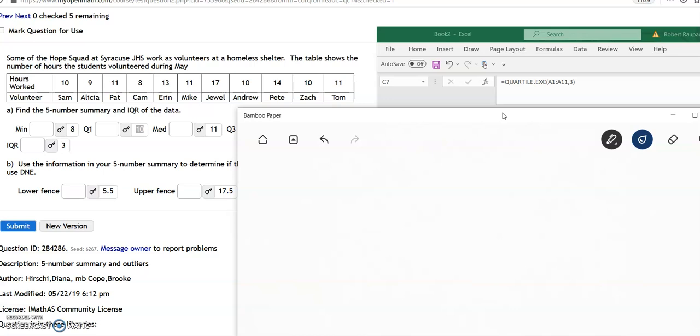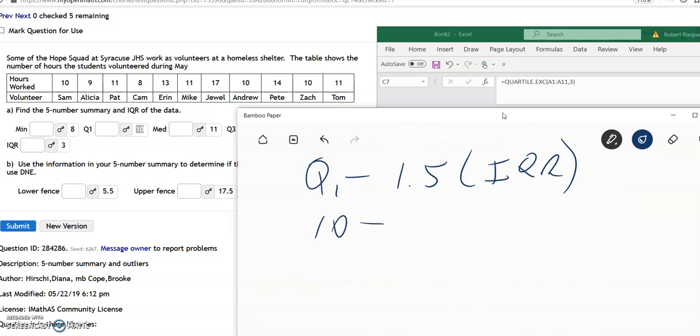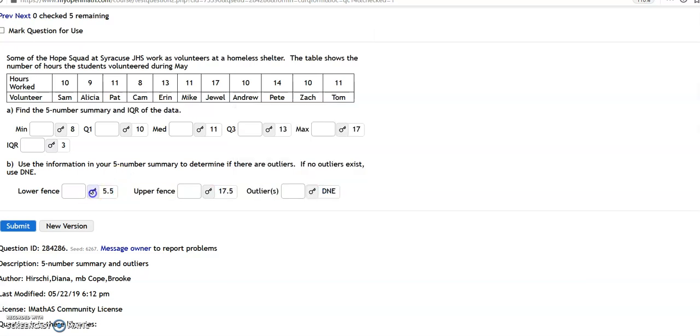Sometimes when there are outliers in data, we ignore them as statisticians just because they're so far off, and we don't want them to skew our analysis. How do we determine if anything is an outlier? For the lower number, the lower fence, as they call it, is Q1 minus 1.5 times the IQR. So if we take Q1, which we determined as 10, minus 1.5 times the IQR, which is 3, we get 5.5, okay?